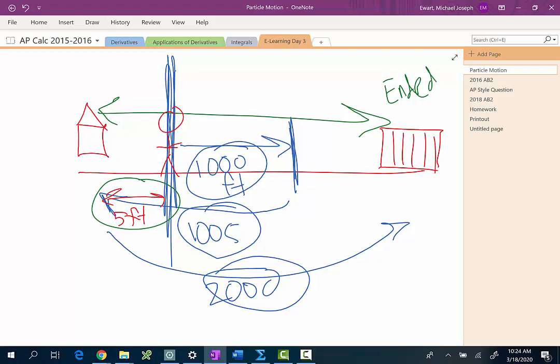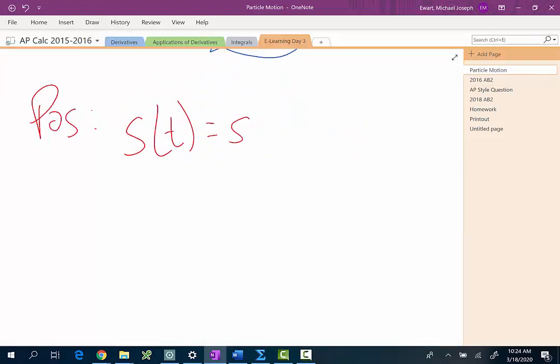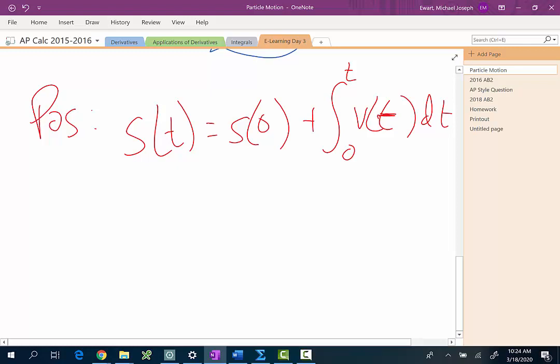Does that kind of make more sense that way? So the key is to remember and realize that if they're asking us for position, then our formula is that S of t is equal to S of 0, or it might be another number, plus the integral from 0 to t of the velocity. Because it's position, which is the distance from our starting point, we care about that initial.